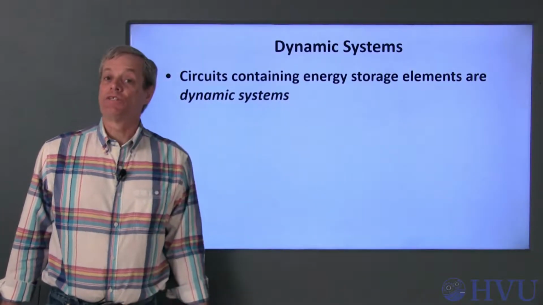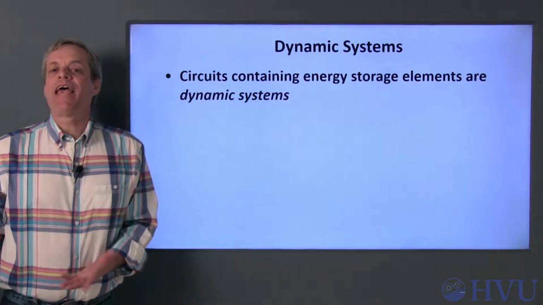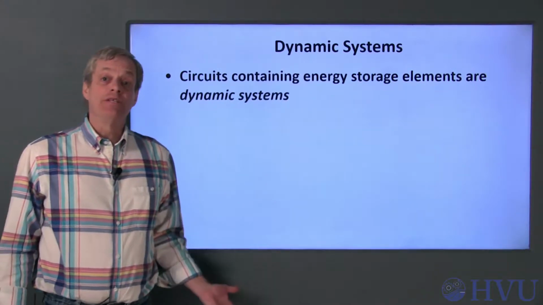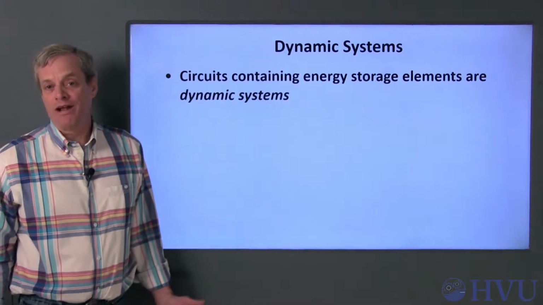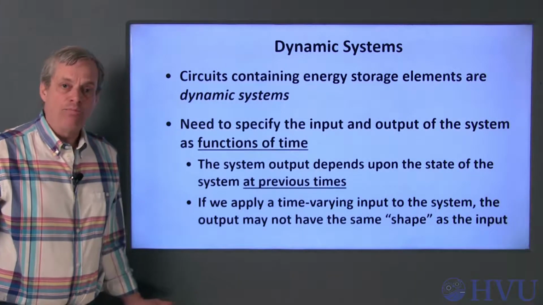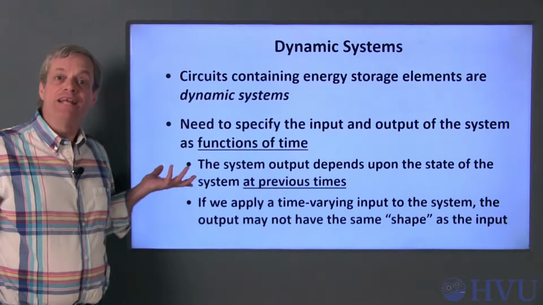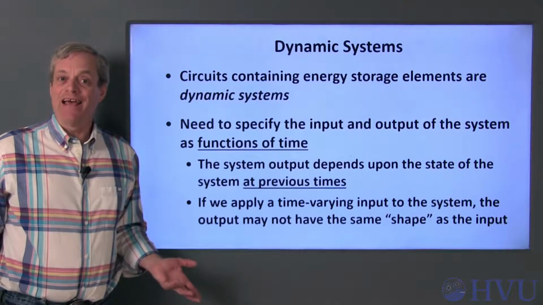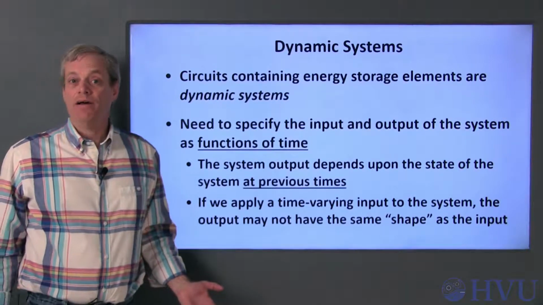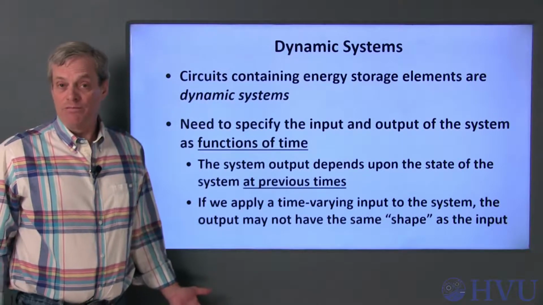Dynamic systems are systems that have energy storage elements. We've already seen that energy can't change instantly. So in some sense, the energy storage elements have a memory of what's happened already. This means that the output waveform may depend on previous values of both the output and the input waveforms. So we have to define both the inputs and the outputs as functions of time. The input and output functions can have different shapes if we represent them graphically.